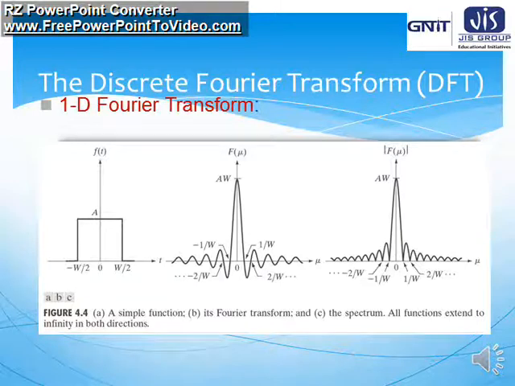One-D Fourier transform. Here in the figure we can see the first image A is a simple function. In B, the second image, is its Fourier transform, and in C its equivalent spectrum. All functions extend to infinity in both directions.